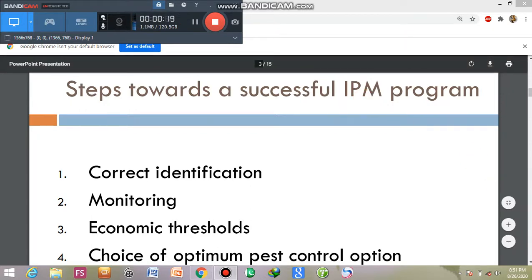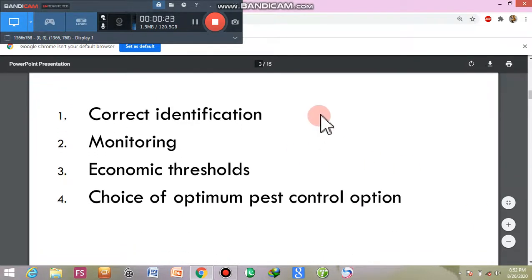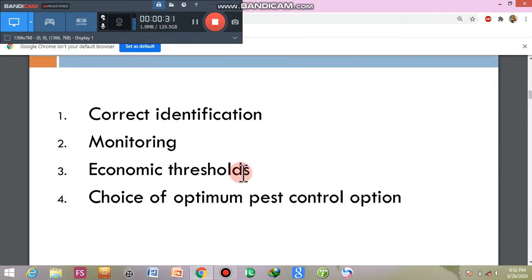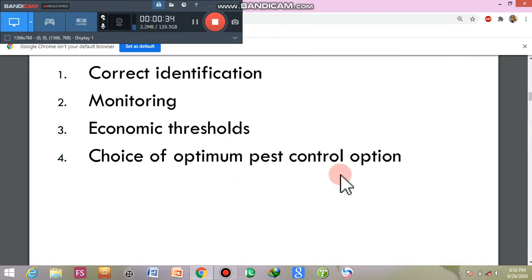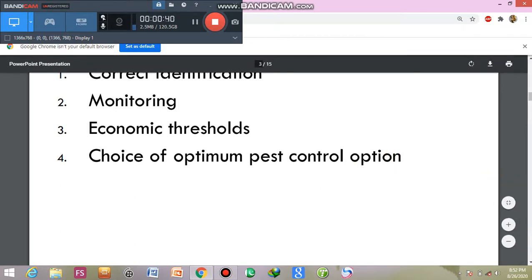It is necessary to identify the correct pest present in the crop or the field. Continuous monitoring is necessary. Economic threshold: at which level an insect or pest is harmful to the economy. Choice of optimum pest control option: which option is best for the control of the insects or the pests?